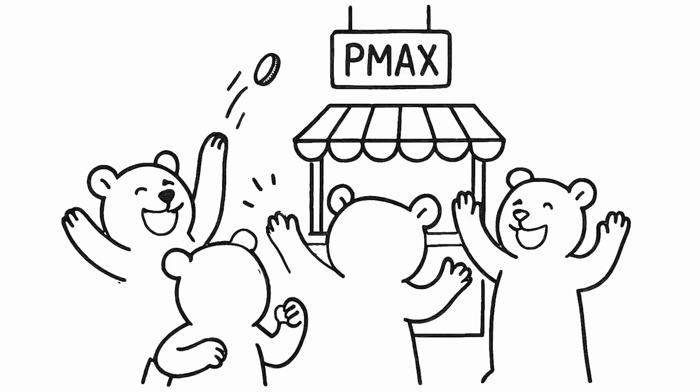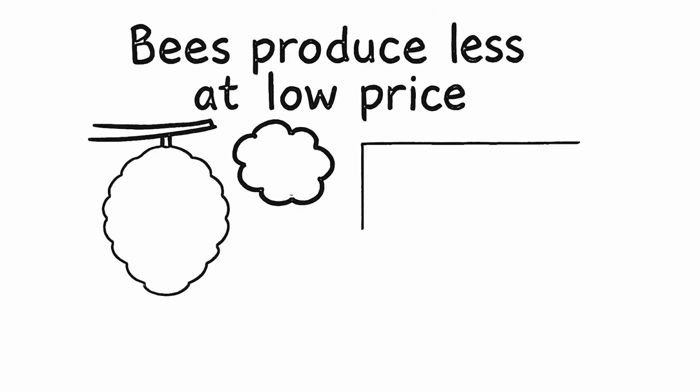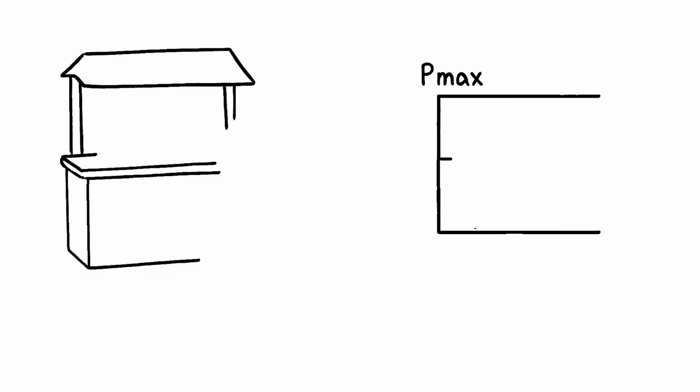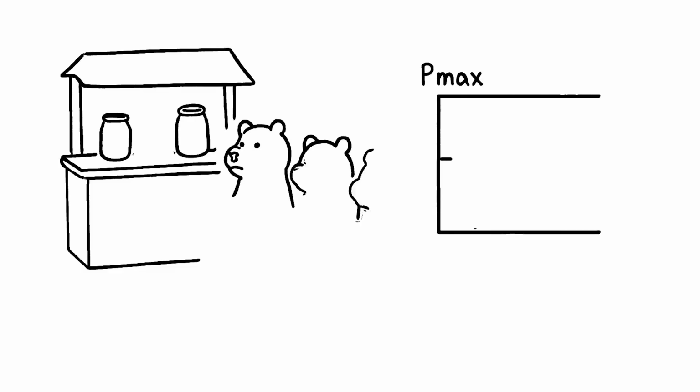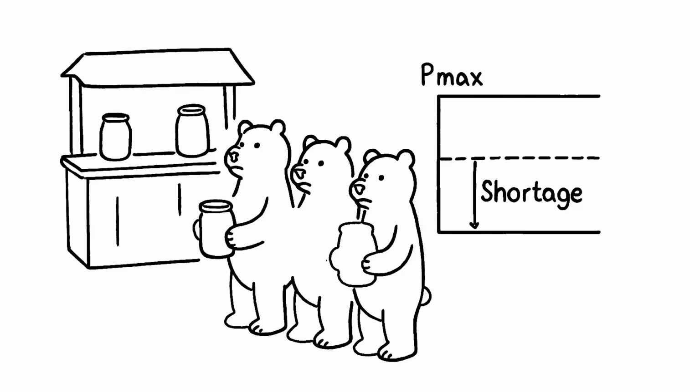so bears don't pay too much. At first, the bears cheer, but the bees stop producing as much because the price is too low. Suddenly, there's a shortage. Bears want more honey than the bees are willing to supply. This shows how outside forces can disrupt equilibrium, creating new challenges in the forest economy.